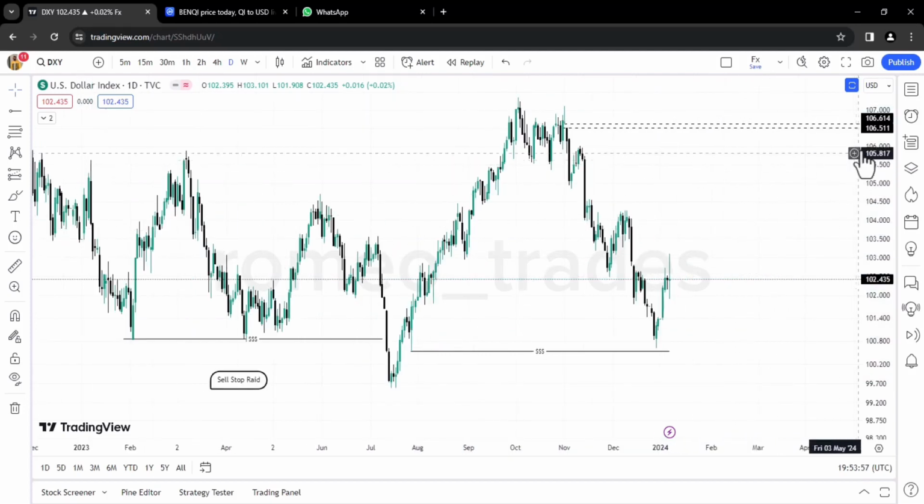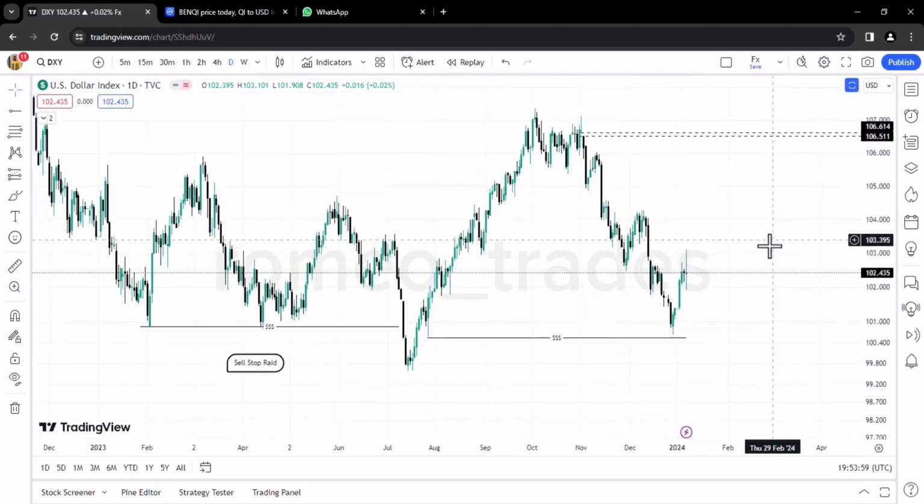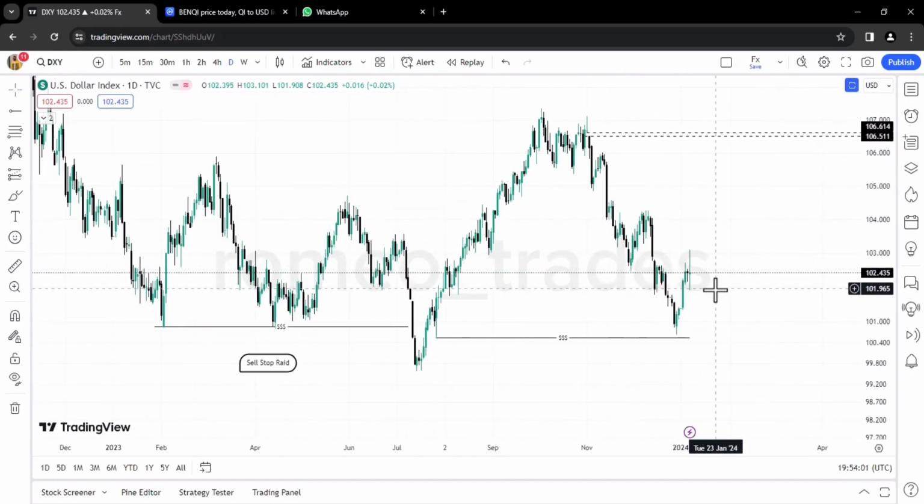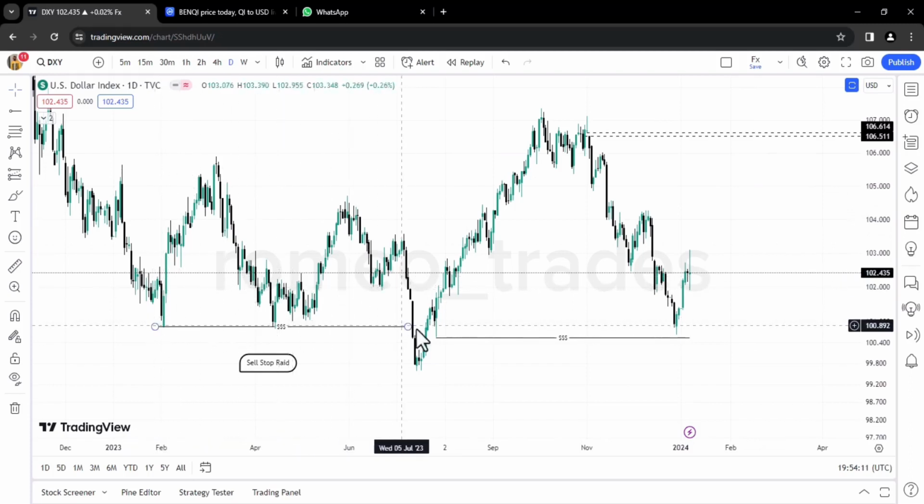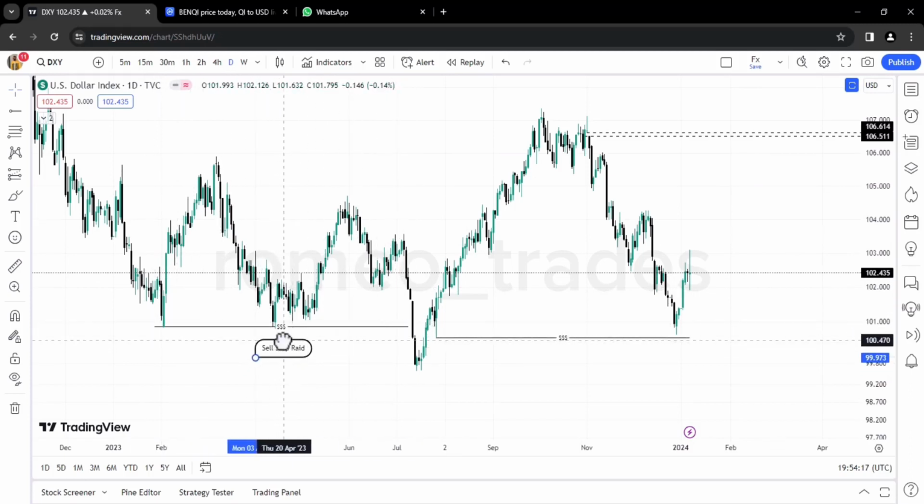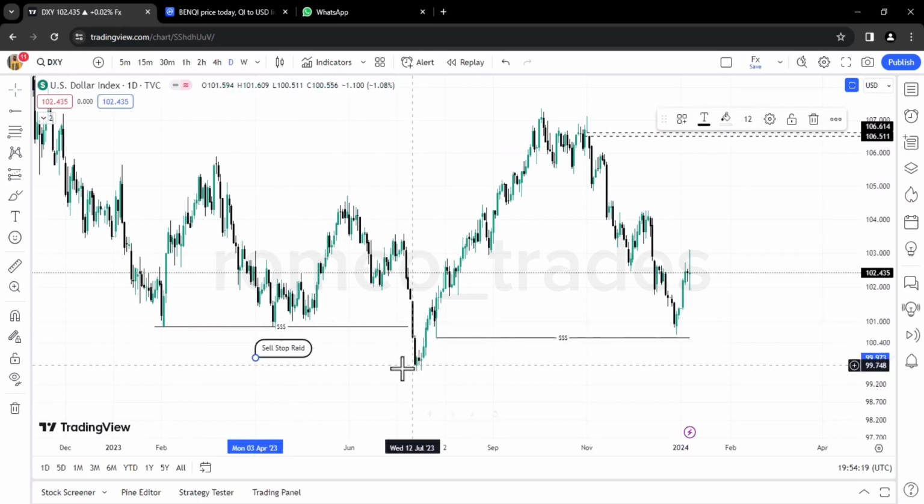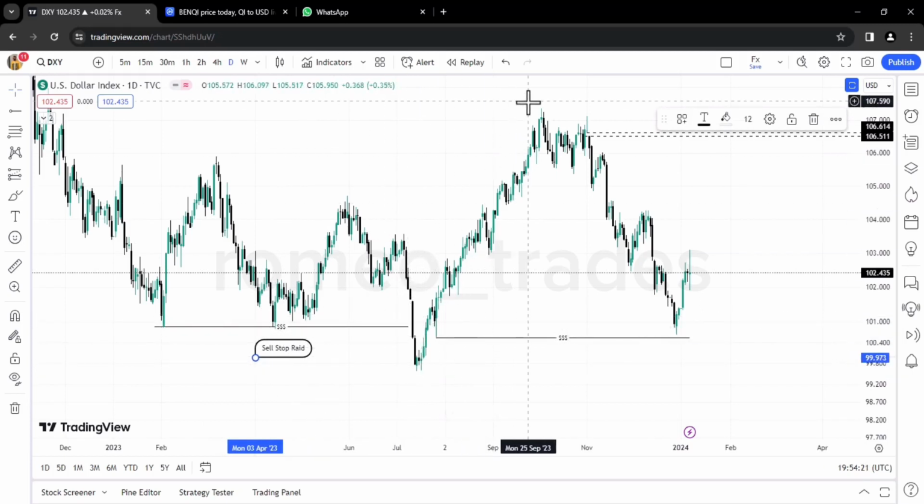All right, so this is the daily time frame of the DXY, which is the dollar index. Looking at it critically, you're going to see that there is a lot of information to deduce from this. This is February 2023, and you could see this low here was taken, and there's liquidity resting below here. So the liquidity was taken, which is sell stop raid. After it was taken, we saw price move upwards.